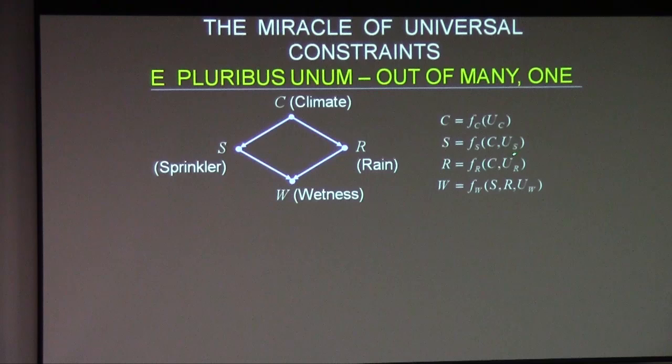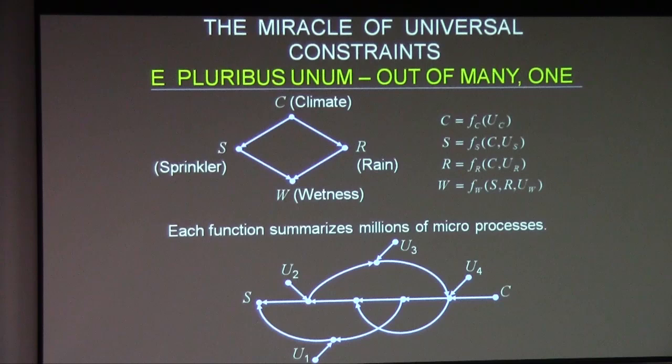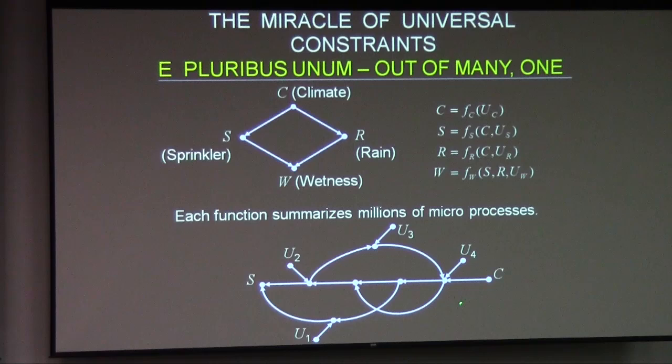So you have a collection of functions. And we also remember that each process, like from C to S, can be a summary of millions of microprocesses. Except we didn't bother to put down the microscopic processes. We only take macroscopic variables that we can measure, like season, the sprinkler. So we imagine that every link here in the graph represents millions of microprocesses, and they can have feedback in them. They are being bombarded by noises from cosmic radiation, whatever you want.